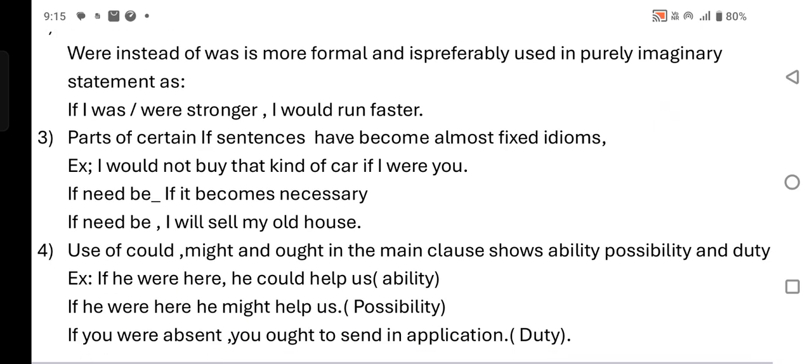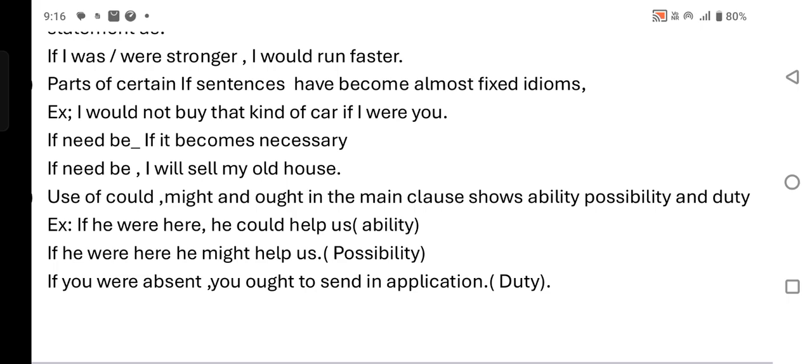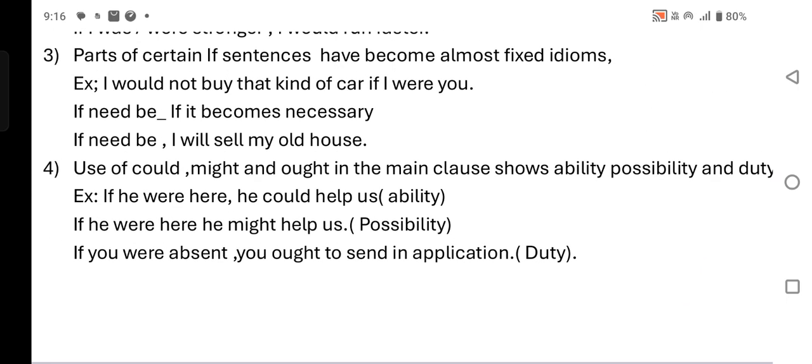In this way, use of could, might, ought in the main clause shows ability, possibility, and duty. For example, if he were here, he could help us. This shows ability. If he were here, definitely he could help us. Ability. He is very able to. He can. It means he can.